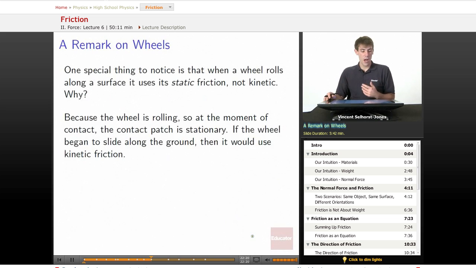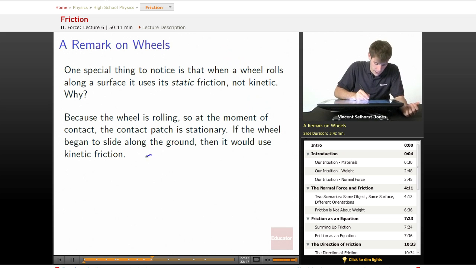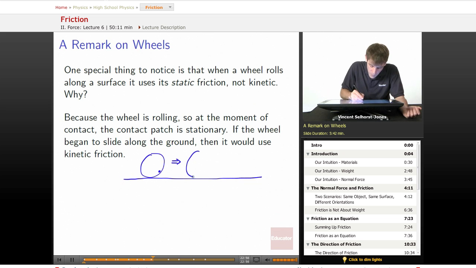All right, one special thing to talk about is wheels. How do wheels work? So you might think at first that wheels are going to have kinetic friction between the road and themselves because they're moving. Not actually true. So one special thing to notice is that when a wheel rolls along a surface, it's going to use its static friction, not the kinetic. Now, why is that? So when the wheel is rolling, at the moment of contact, consider this sort of like flash forward thing. We've got some point here, and then that point's here, and then that point's here, right?